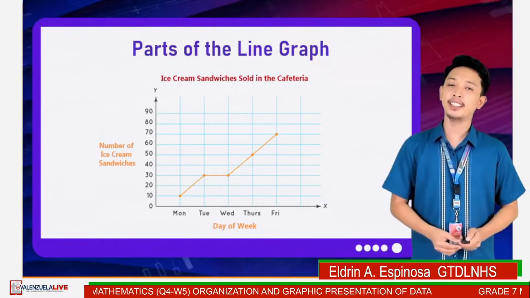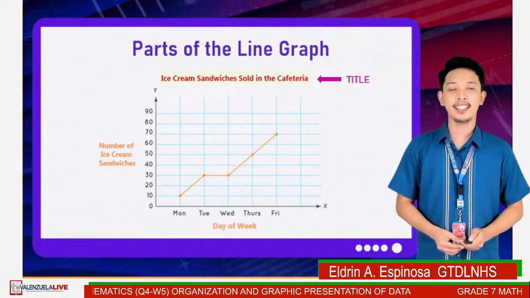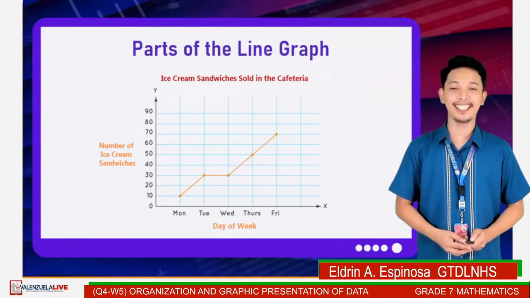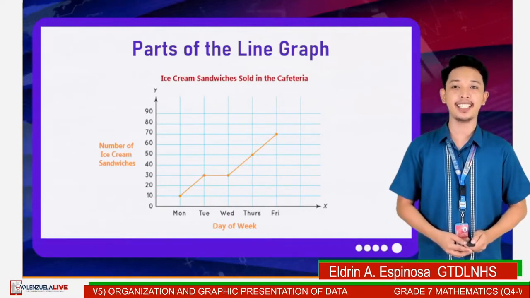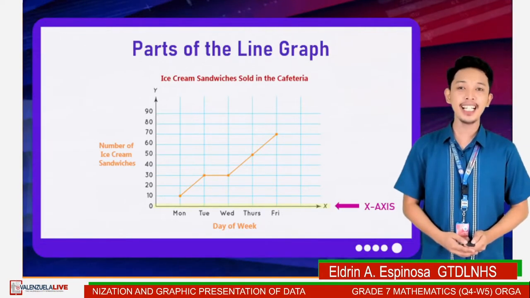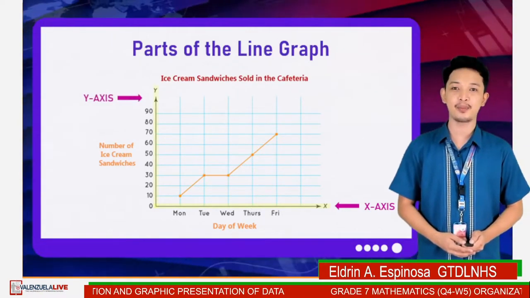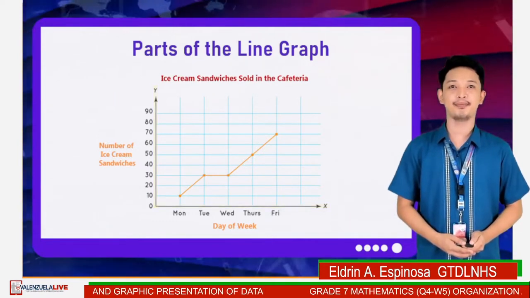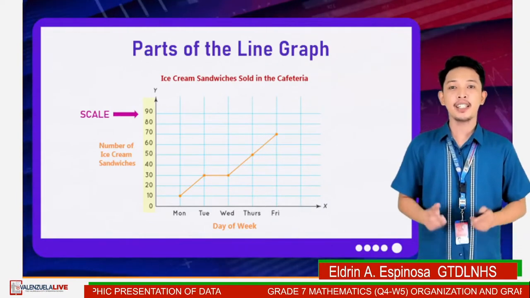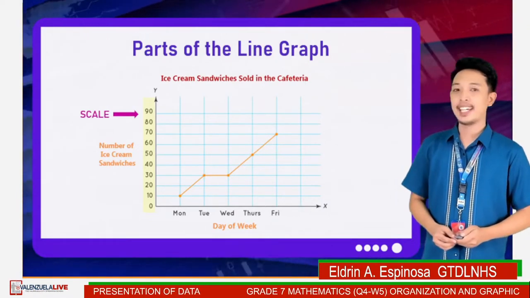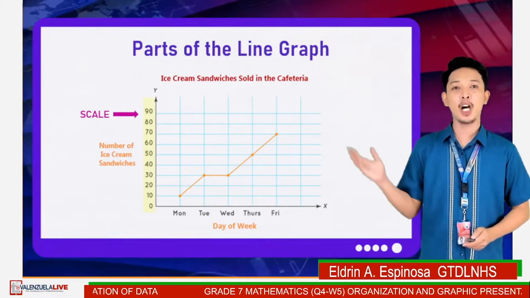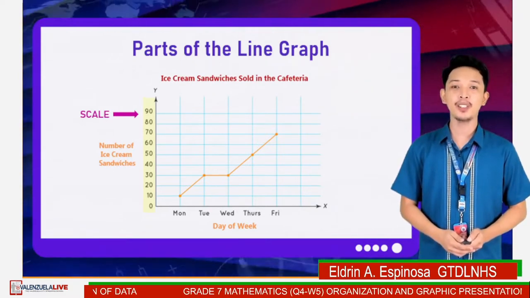Line graph has different parts. First, the title. It tells what the graph is all about. Next, the axis. We have two axes, the horizontal axis or the x-axis and the vertical axis or the y-axis. Next, the scale. It shows the units in the graph. This scale is on the y-axis. It is for the amount of stuff being measured. And here, in our example, it goes from 0 to 90.